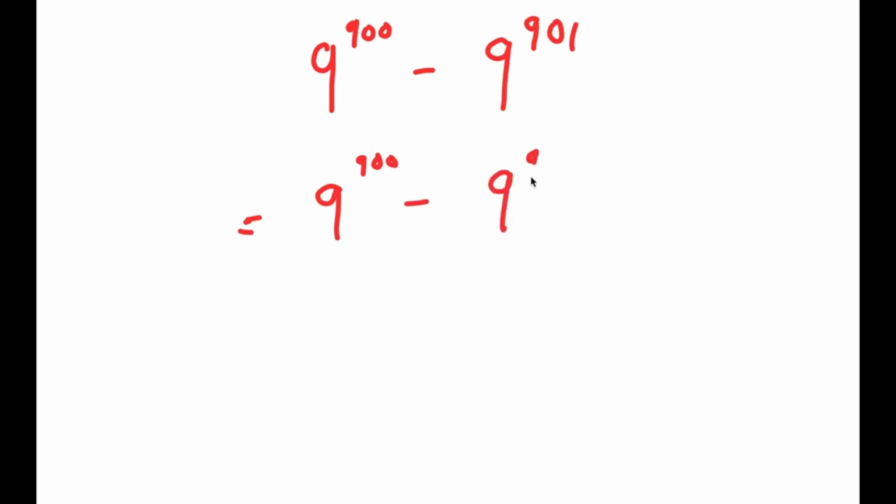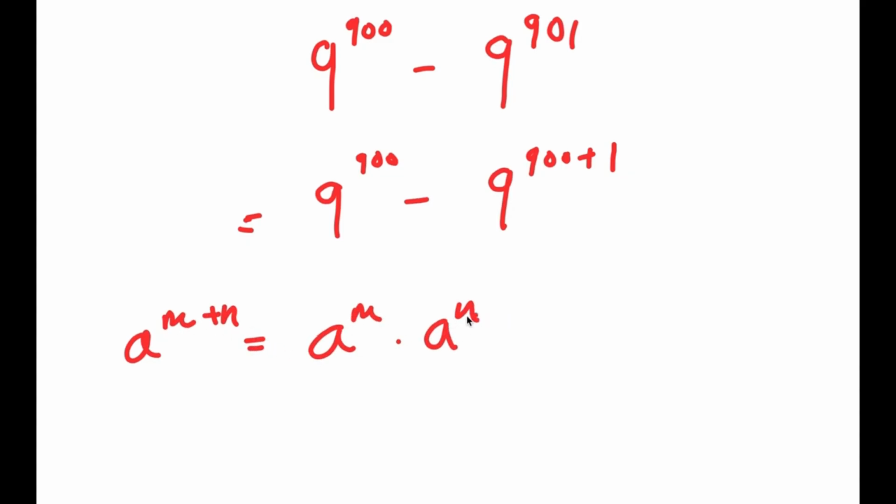Alright, so in this video, I'm going to solve the problem 9 to the power of 900 minus 9 to the power of 901. So to solve this, I'm going to first rewrite this as 9 to the power of 900 minus 9 to the power of 900 plus 1. And if I have something in the form a to the power of m plus n, this is equal to a to the power of m times a to the power of n.